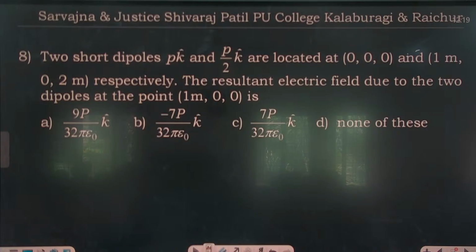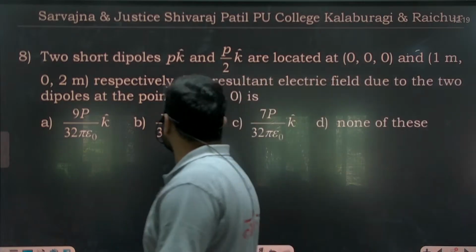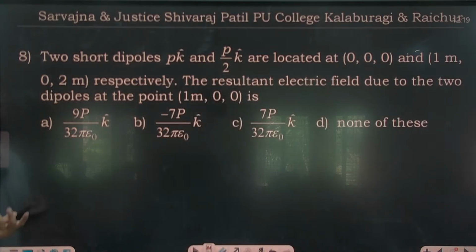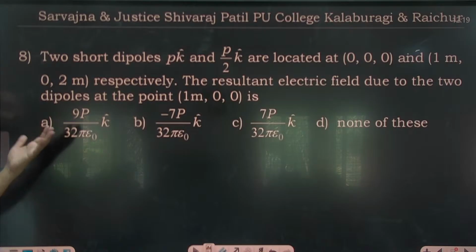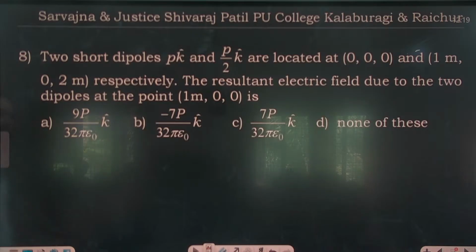So this is two short dipoles, p k cap and p by 2 k cap. There is no doubt as to in which direction the dipoles are pointing. Dipoles are pointing along the z axis. They are located at 0, 0, 0, that is at the origin, and one of them at 1, 0, 2 in the xz plane. Then the resultant electric field due to the two dipoles at 1, 0, 0.